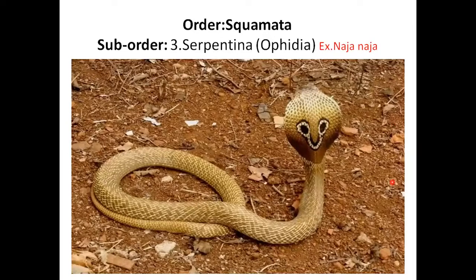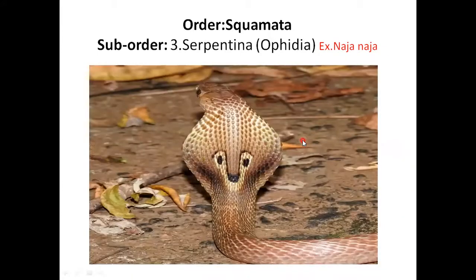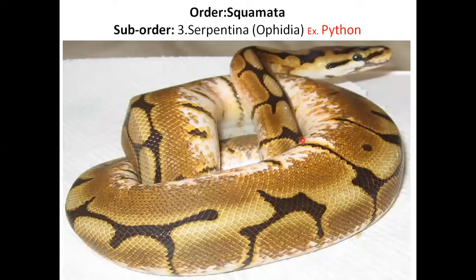This is the naja, or you can say the cobra, in which the hood is there, and this spectacle mark by which we can easily identify the cobra. This is the cobra. It is also called naja. You can see this is the python, on which all small scales are there.